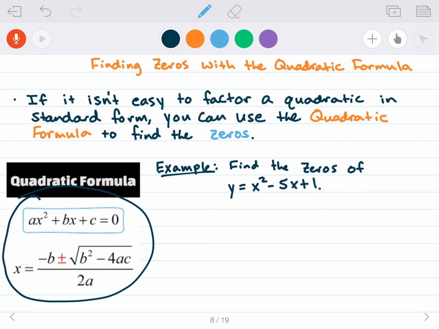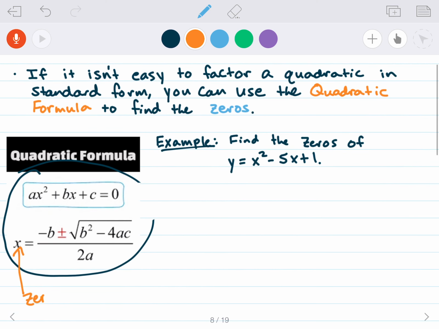Now, in order to use it, it's very important that this must equal 0. You must have one side equaling 0 because we're finding the zeros. We're trying to figure out what x is when y is 0. So we want to make sure that's 0 first. And then the formula itself is right here. So x represents the zeros, and all of these letters that we see are the letters in standard form. So we're going to do a bunch of examples so you guys get the hang of it.